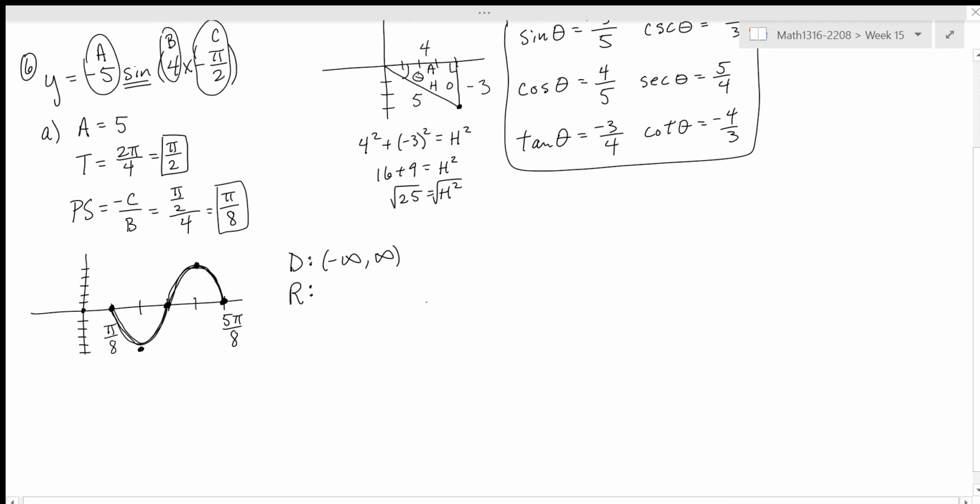Well, you said that's for every sinusoidal? Every sinusoidal. Sine and cosine. Sinusoidal means sine and cosine. Okay? Now, what about the range? Bracket -5, 5 bracket? Because this wave is never going to get lower than -5 and it'll never go above +5.